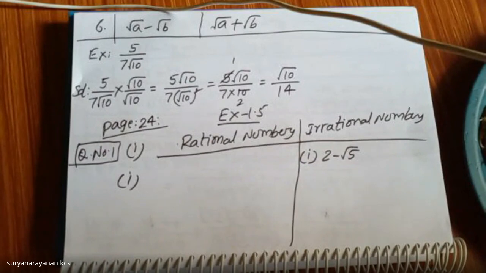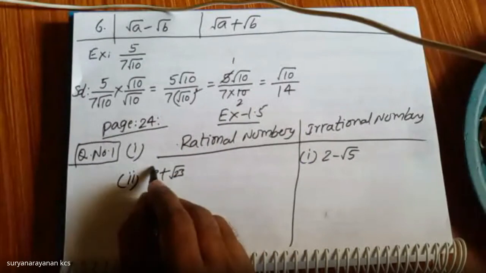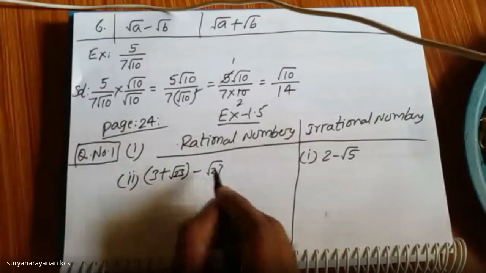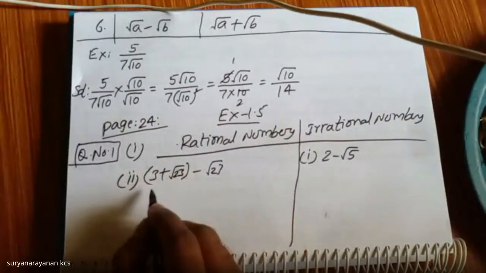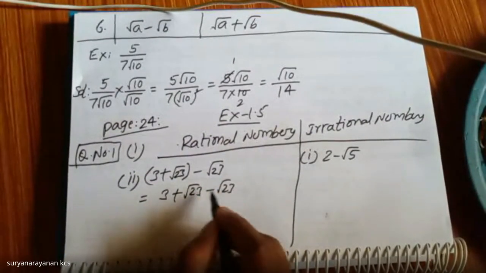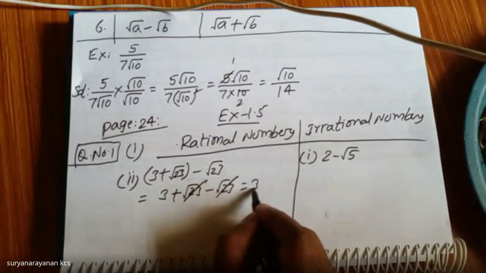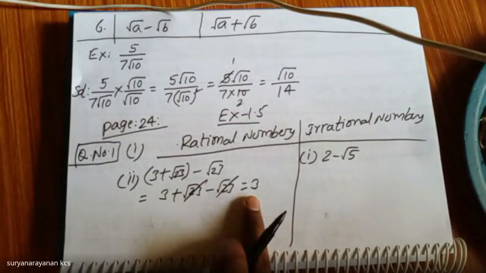3 plus root 23 minus root 23. Simplify that expression. Finally, what will you get? Here root 23 minus root 23 gets cancelled and finally we get 3. This is a rational number. Understood this point, my dear children?